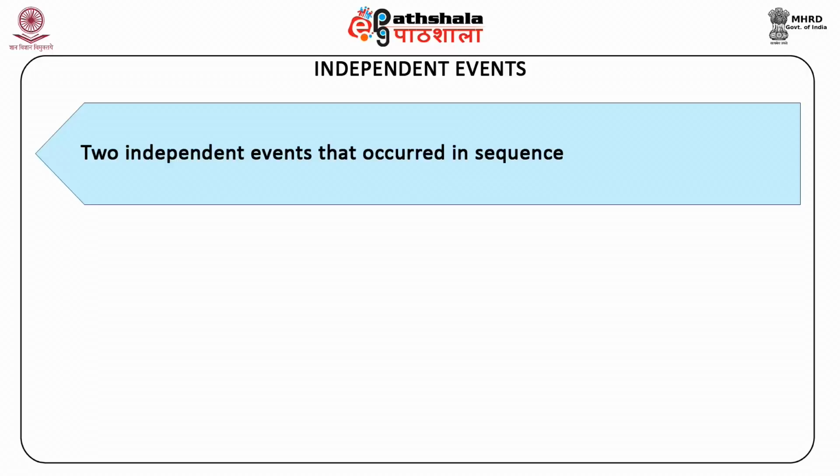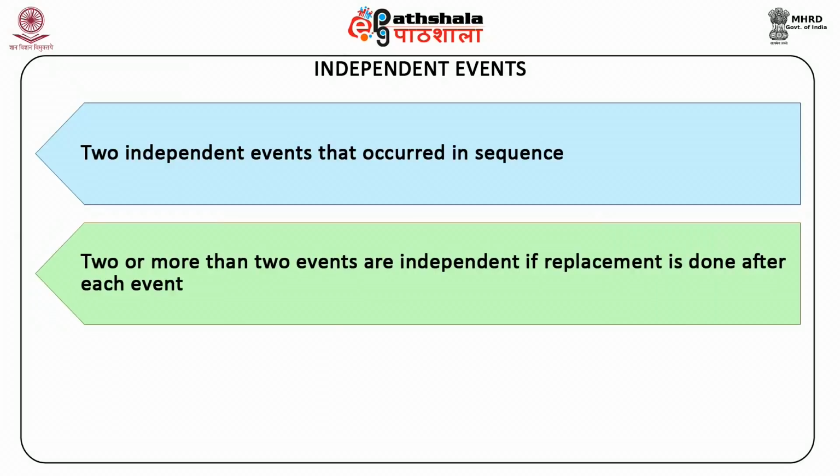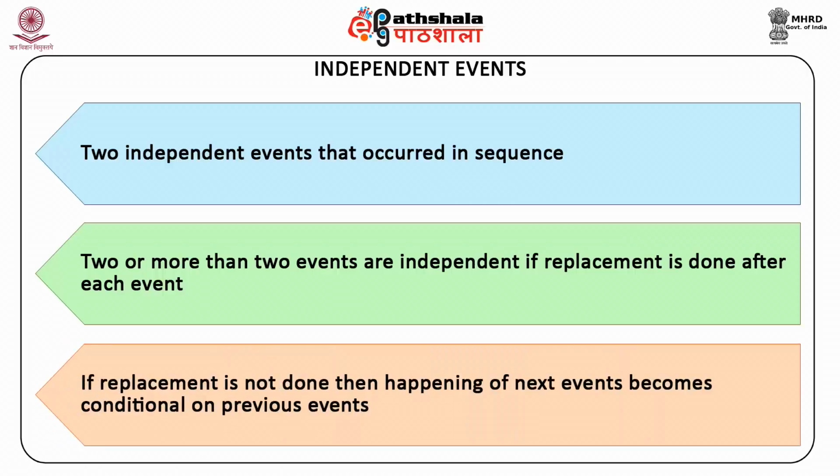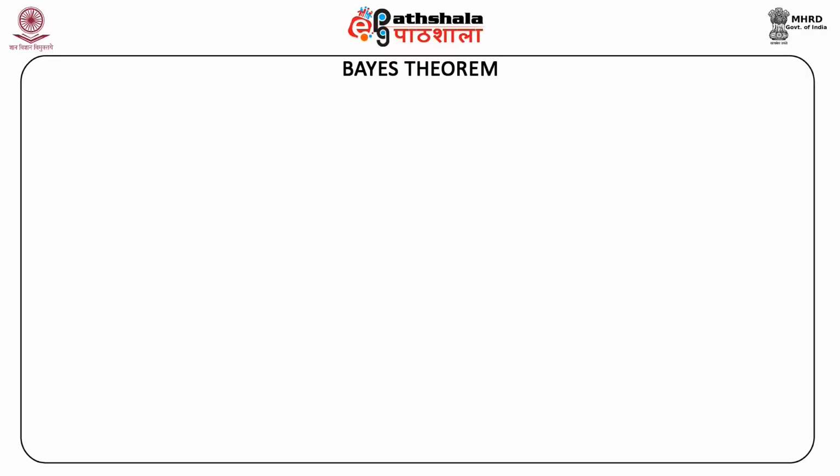Multiplication rule 2 can be extended to work for three or more independent events that occur in sequence. Two or more than two events are independent if replacement is done after each event. If replacement is not done, then the happening of next event becomes conditional on previous event. We shall now understand Bayes' theorem.